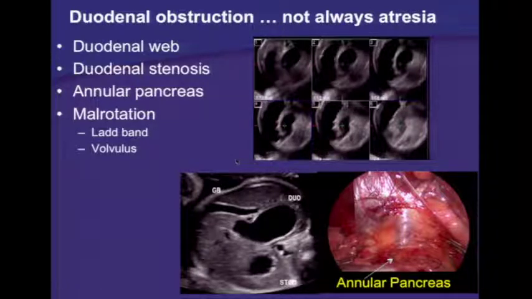It could be from a duodenal web, stenosis, annular pancreas, or malrotation with secondary obstruction from Ladd's bands. This is a case where 3D multiplanar imaging shows a dilated stomach and duodenum. These are coronal views. On follow-up, the duodenum was even more dilated than the stomach. And at surgery, after the baby was born, there was an annular pancreas that was causing the duodenal obstruction.